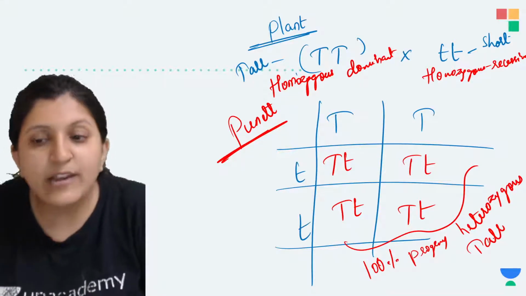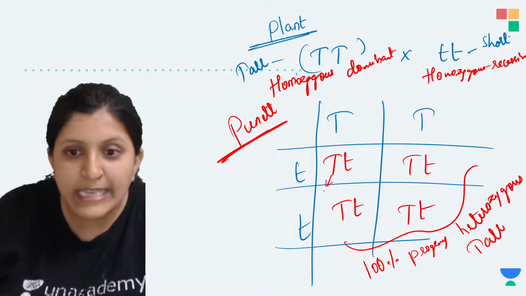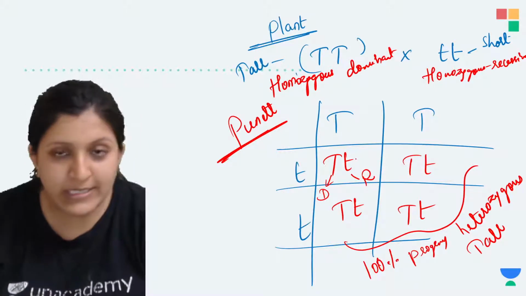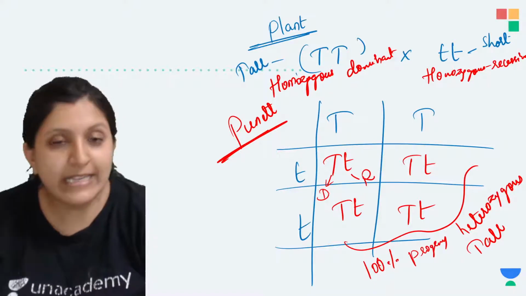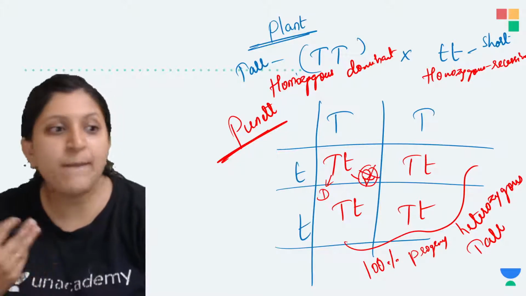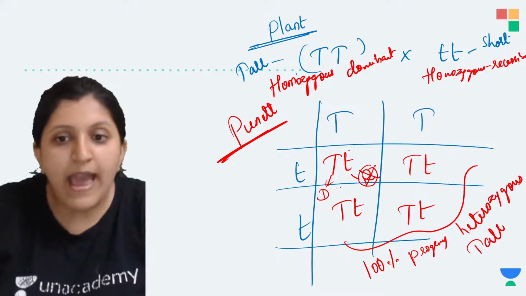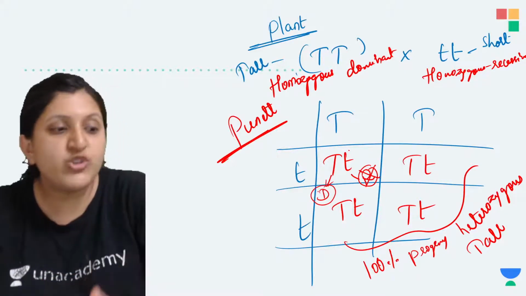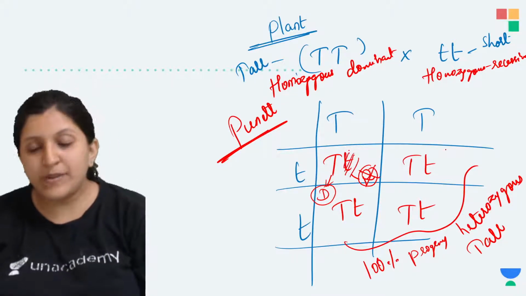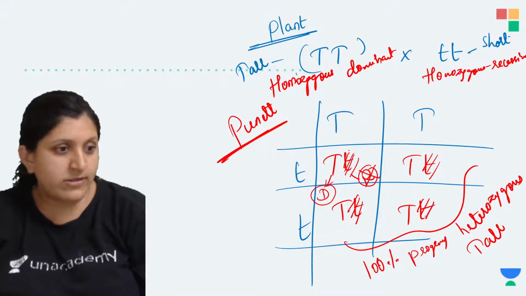How can we say that all the plants are going to be tall? Because one of the alleles is dominant and the other one is recessive. Whenever a dominant allele is there, that is the one which is going to express itself. The recessive one will not be able to express itself. So the action of the recessive allele will be cut down, and the dominant allele is the one which will be expressing, and that is the reason.